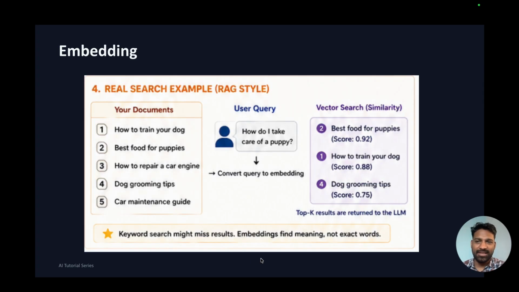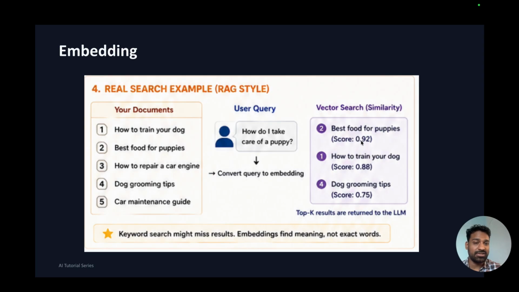Now let's take another example. Let's say you have a list of documents, and those documents contain paragraphs like how to train your dog, best food for puppies, how to repair a car engine, dog grooming tips, car maintenance guide. You have all sorts of documents, and now the user query is, how do I take care of a puppy? If you give this sentence to the vector db and do a vector search, a kind of similarity search, then the vector db can give you best food for puppies.